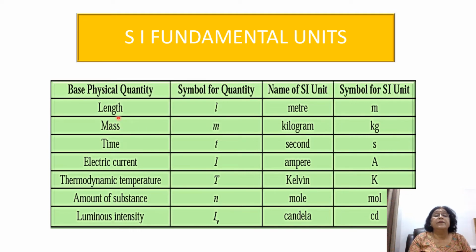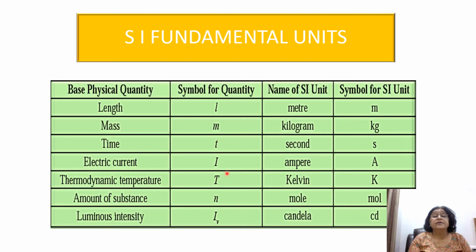Let's take length for example. Length is represented by small l, and the SI unit for length is meter, with the symbol small m. Then mass: the symbol is small m, the name of the SI unit is kilogram, and the symbol for the SI unit is kg. Then time: the symbol for the quantity is small t, the name of the SI unit is second, and the symbol is small s.